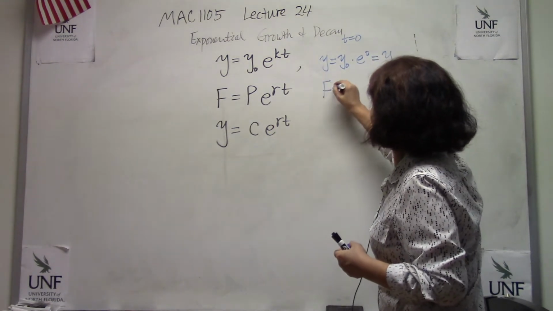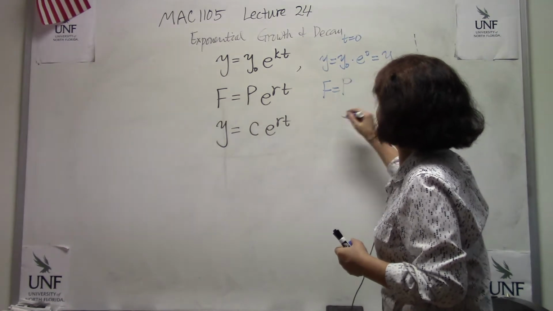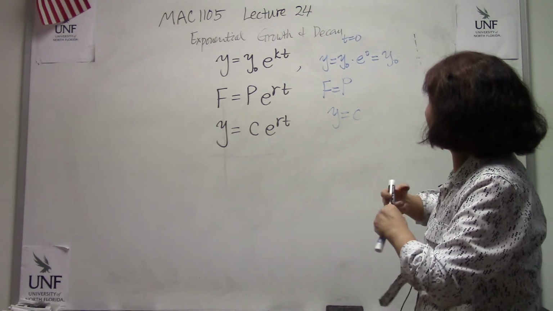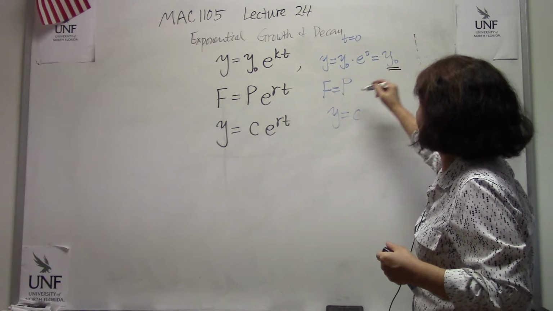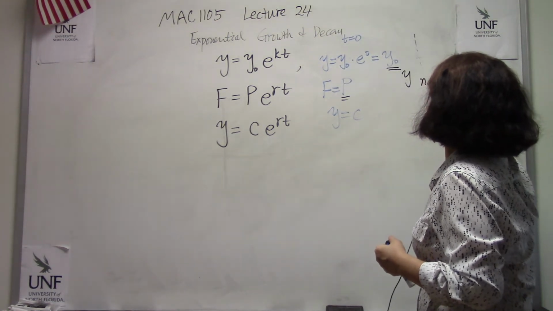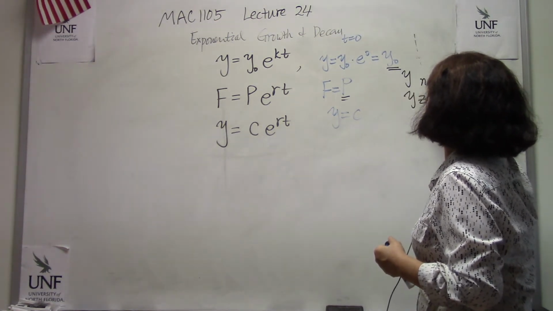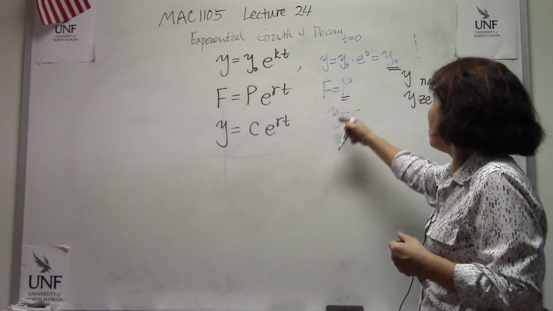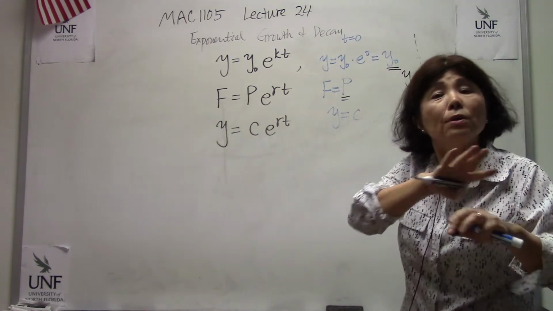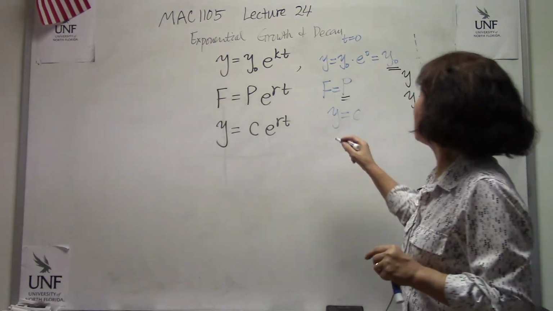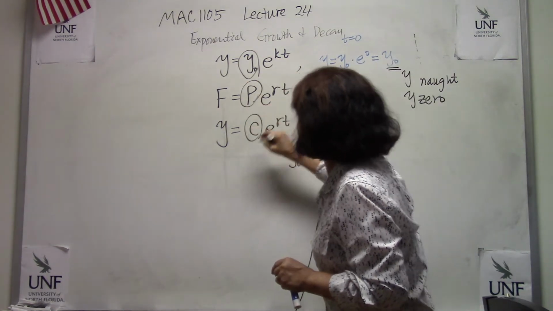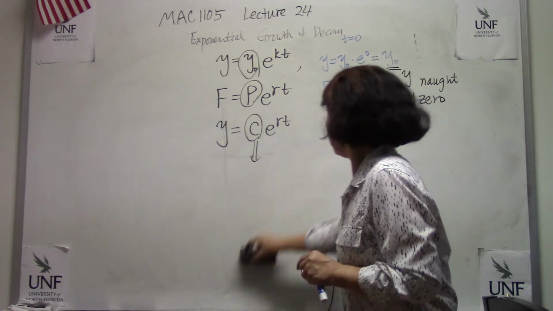Here f equals, same thing, p. Here y equals c. So what do you call these constants? Either you call it y naught, by the way, y naught is y0. And y equals c. So t equals 0, meaning no time has passed. So we can call y naught, p and c the initial amount.